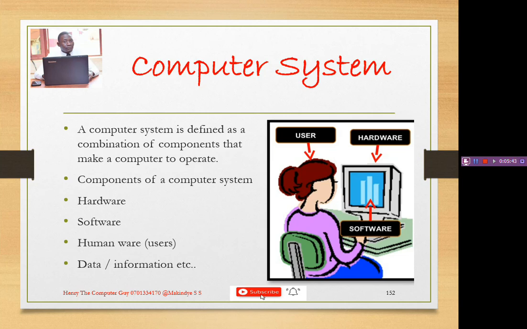As you see in the diagram here, we have the user, the human being, the one trying to use the system. Then the hardware, the physical, tangible components, are the ones we call the hardware. Then lastly, the programs on our computer that direct the operation of the hardware are the ones we call the software. That is what we call a computer system in brief.